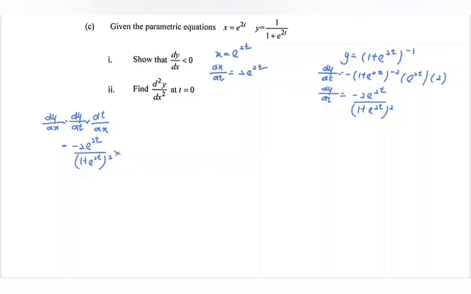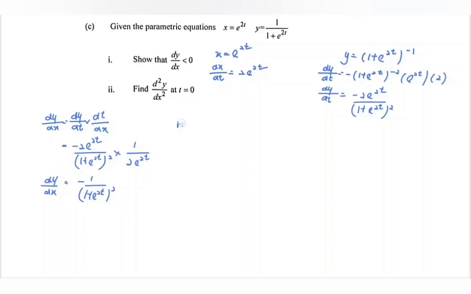Do remember, flip the situation 1 over e exponent to t. So finally, dy/dx will be equal to negative 1 over (1 plus e to the power t) squared. So kindly refer to the question. The question asks us to show that dy/dx is less than 0.